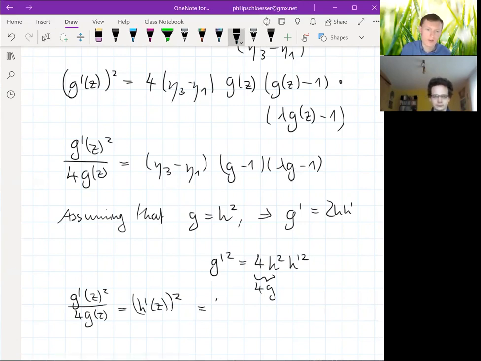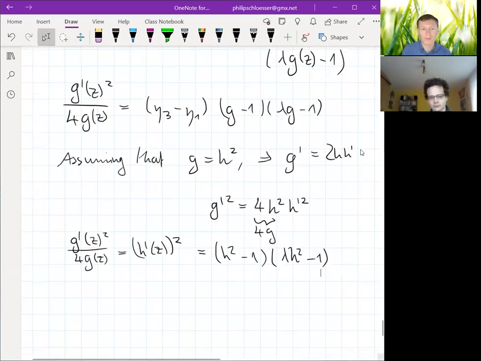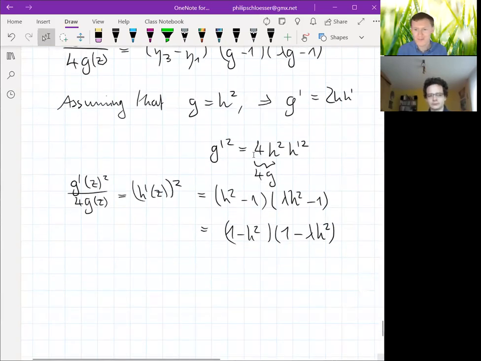Which then is equal to h squared minus 1 times lambda h squared minus 1, or 1 minus h squared, 1 minus lambda h squared. Remind you of anything yet? You forgot the eta factor, didn't you? Yes. Yes.